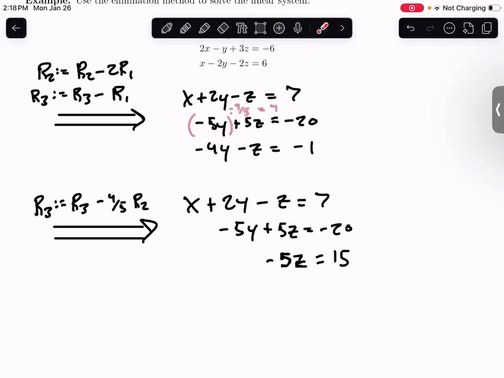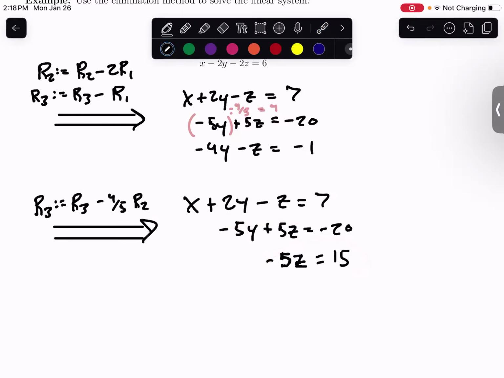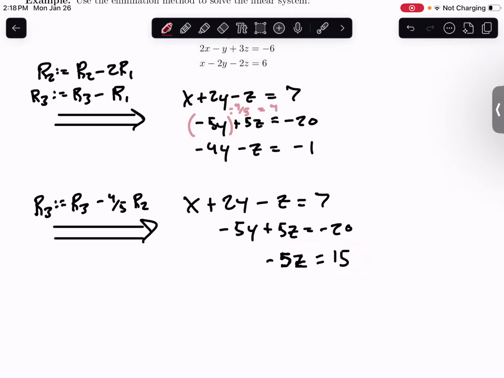And why do we want it in upper triangular form? Well, now we can solve for all of the variables in a way that really isn't too strenuous, right? So now if you start from the bottom and then go all the way up, we can solve for z by dividing both sides by -5. So in dividing both sides by -5, we get z is equal to -3. So we know what z is.